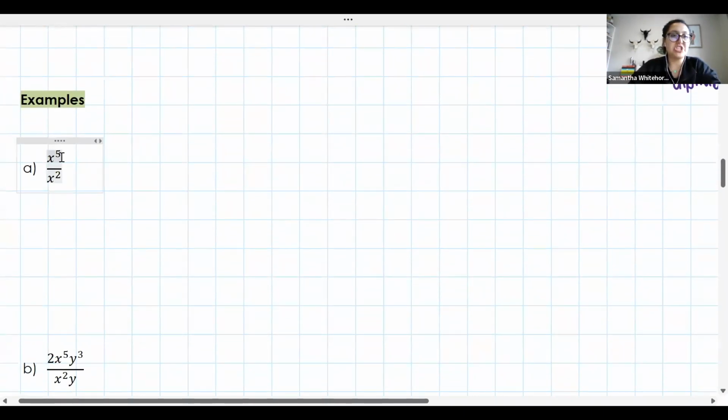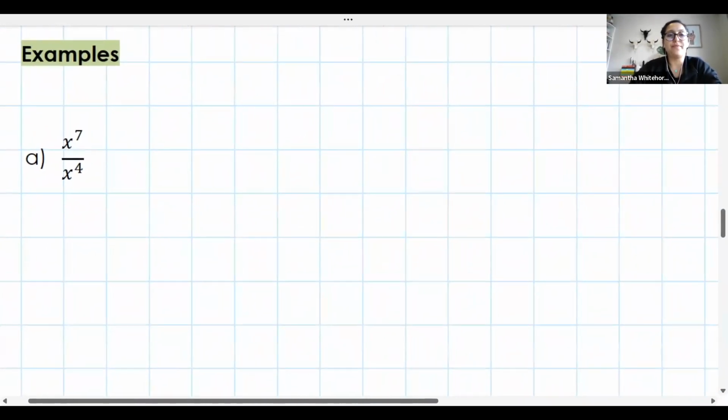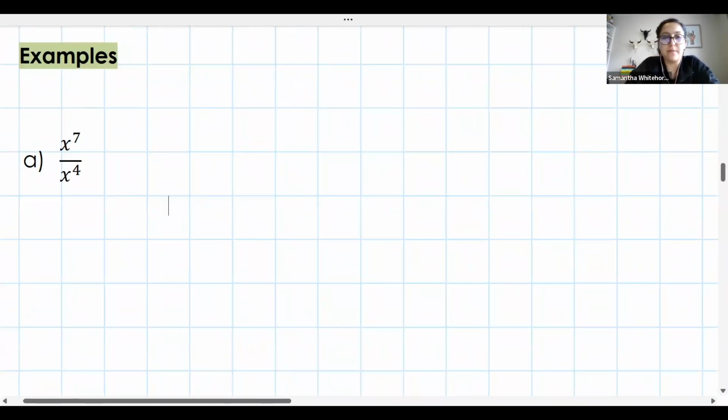So let's just change that because I'm always in my mind. Fine, everything's fine. Right, so examples. Let's have a look at our first one. We've got x to the power 7 divided by x to the power 4.